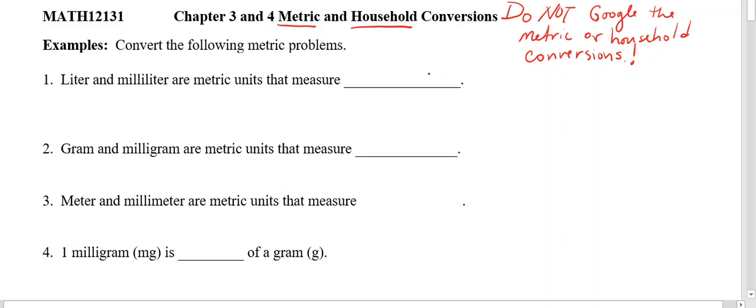Let's talk about our base units. We have liters, grams, and meters. Liters and milliliters. Now, milli is a prefix, and liter is our base. But they're units of measure that measure volume. And most of the time, volume is a liquid.